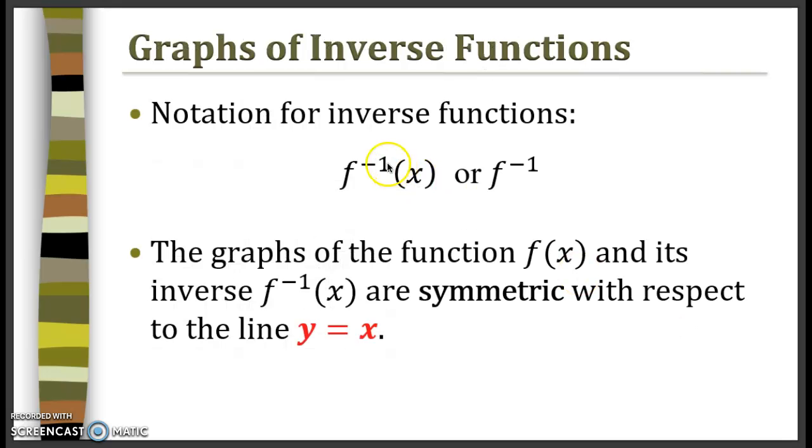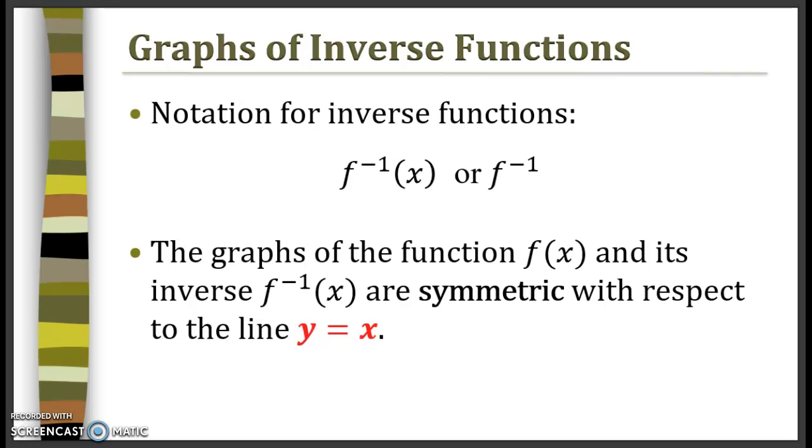So when we're talking about graphs of inverses of functions, the notation for the inverse of a function is f to the negative 1 of x, and we say f inverse of x or f inverse. This f inverse is kind of a nickname, okay? But it's still a function of x. The graphs of the function of x and its inverse are symmetric with respect to the line y equals x.